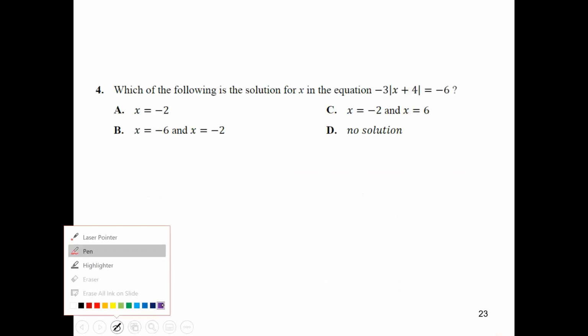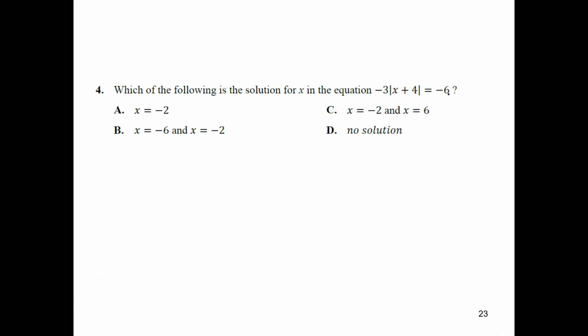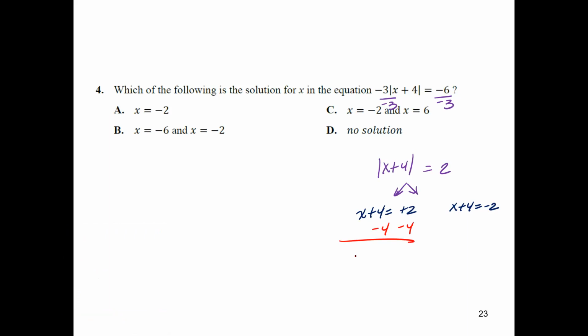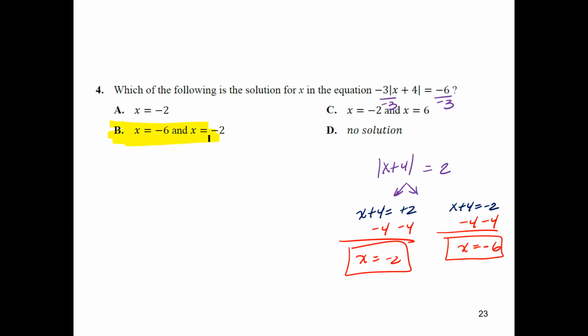Okay, let's take a look at question number 4. Which one is a solution to this equation? You want to divide by -3 on both sides. So you have x plus 4 equals positive 2. We're going to go ahead and split that. So it's x plus 4 equals a positive 2, x plus 4 equals a negative 2. Subtract the 4 on both sides. x equals negative 2, and x equals negative 6. Given that this is my answer, B seems to match that.